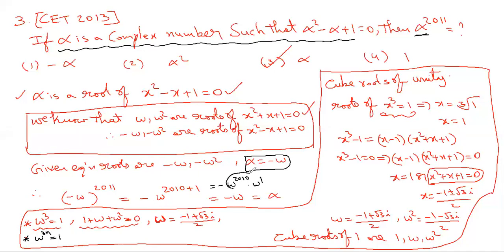Omega power 2010 is 1 because it's a 3 multiple. The power is a 3 multiple. That's why I wrote directly minus omega. But minus omega is nothing but alpha. The options are in terms of alpha. So alpha is the answer.